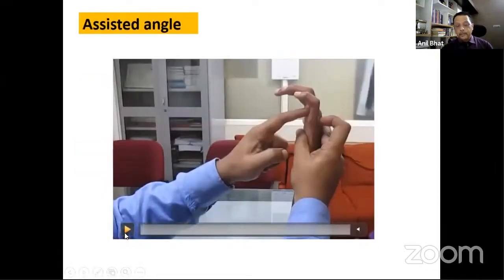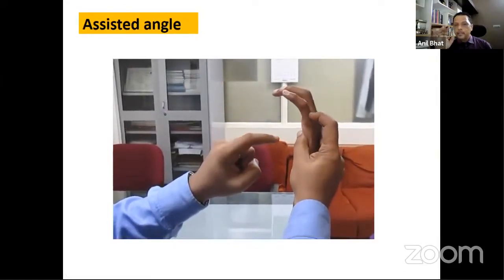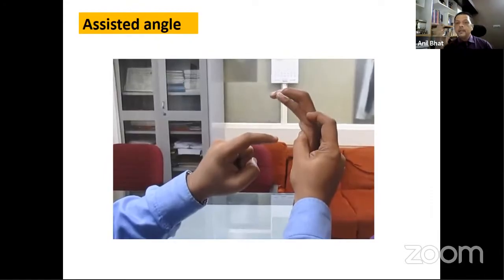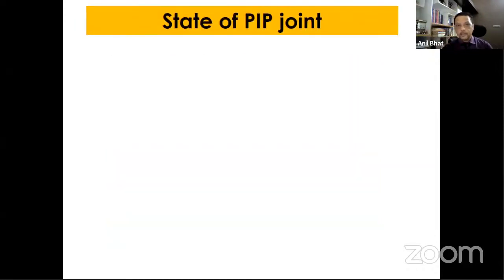So if I assist this MCP to just about 20-30 degrees and the patient is able to do it, that means that extensor apparatus is very good and you don't need a major tendon transfer in this patient, but just a static procedure is good enough for the patient to start doing his activities. If I have to assist more than that, more than 30 degrees, then the entire apparatus is weak, which means you might want to have more power there. You might have to have dynamic tendon transfers come in. So that is the importance of an assisted angle.